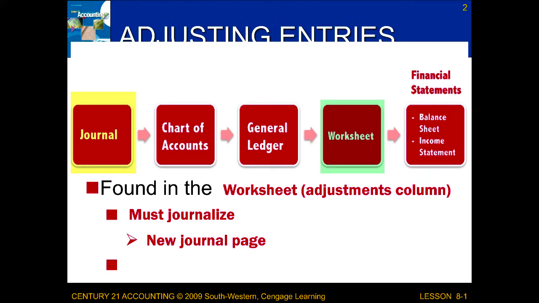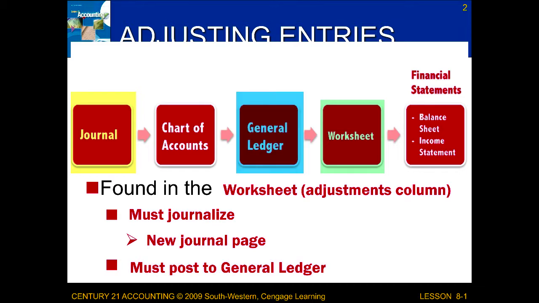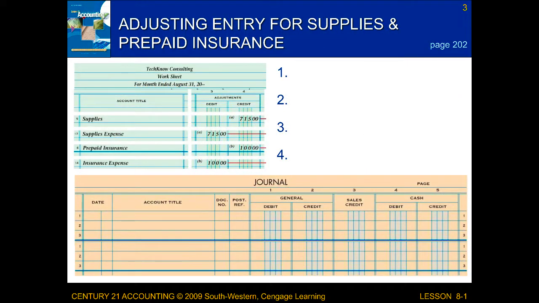And to do this, we're going to create a brand new journal page. And then after we journalize, we have to finish out that other remaining box where we post our journal entries to the general ledger. So we're going to take a look at how we journalize each of these adjusting entries, and what's really cool is we already know how to journalize, so this should be pretty simple.